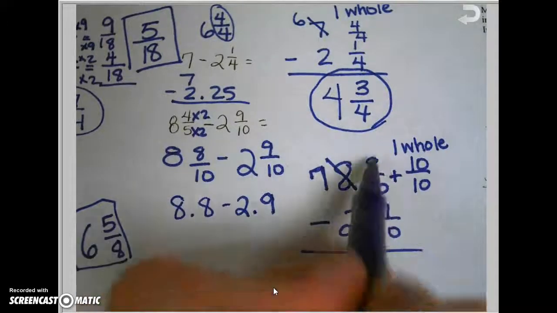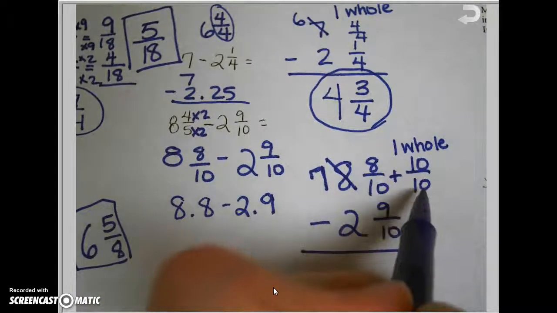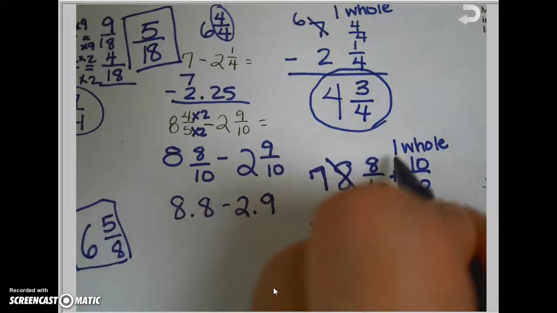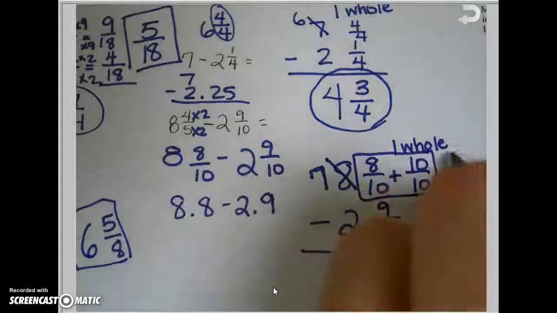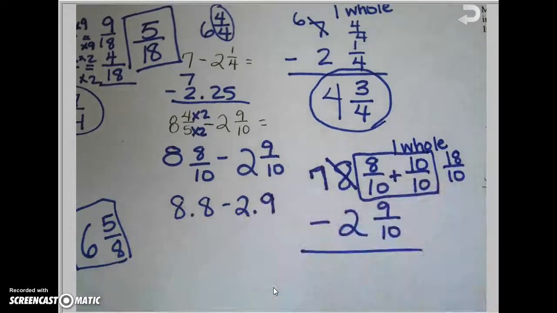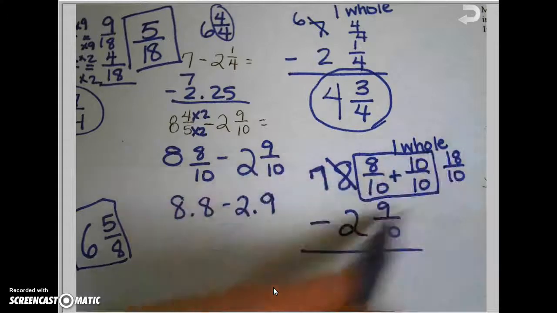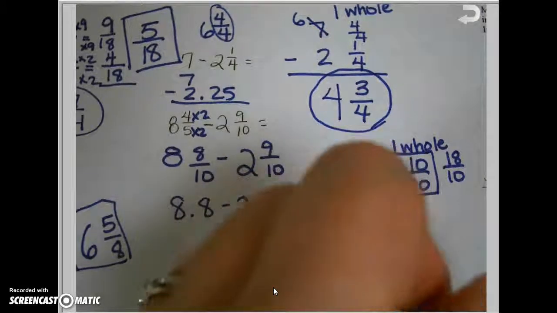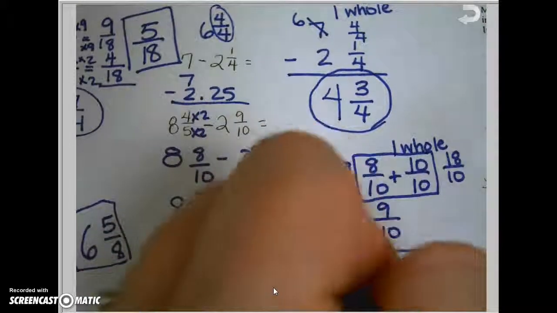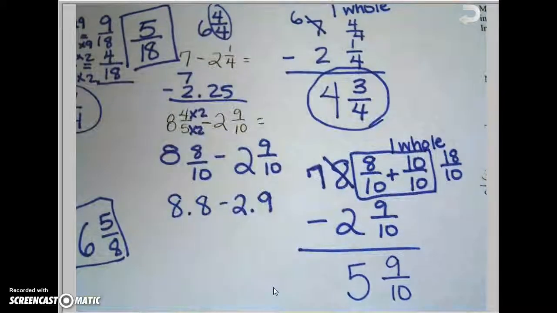So now I have 8/10 plus that 10 over 10, which is 10/10. So all together right here, I have 18/10. Now I can take away the 9/10. And 18/10 minus 9/10 would be 9/10. 7 minus 2 would be 5. And that would be my answer.